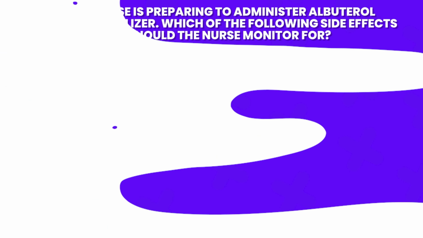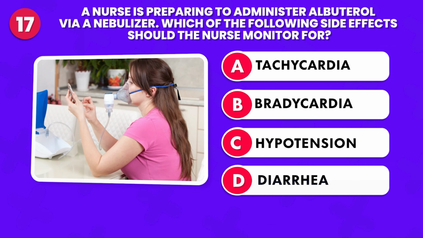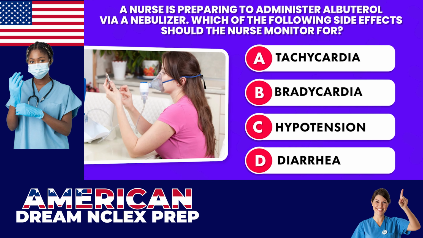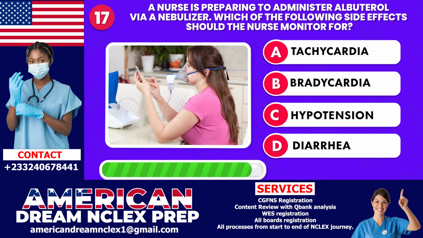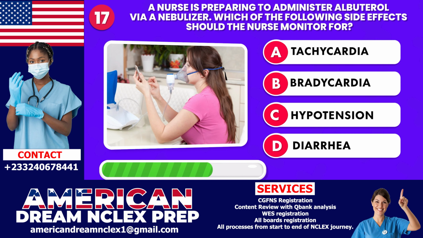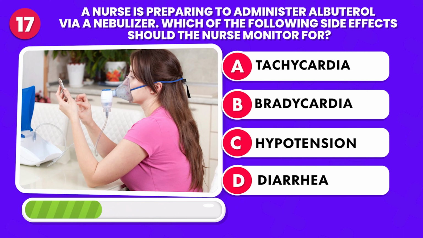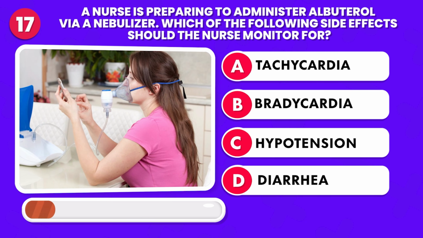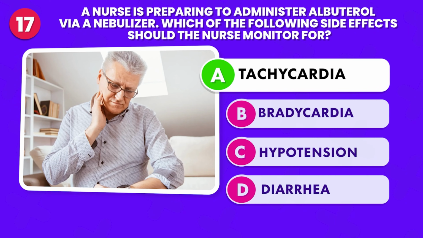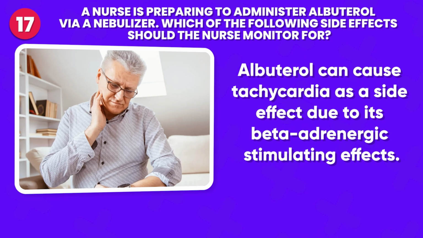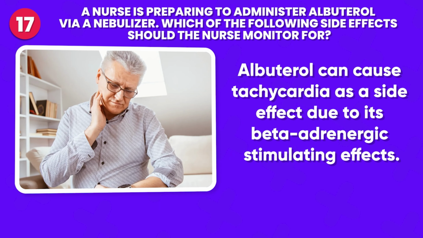A nurse is preparing to administer albuterol via a nebulizer. Which of the following side effects should the nurse monitor for? A. Tachycardia. B. Bradycardia. C. Hypotension. D. Diarrhea. It's A. Tachycardia. Albuterol can cause tachycardia as a side effect due to its beta-adrenergic stimulating effects.